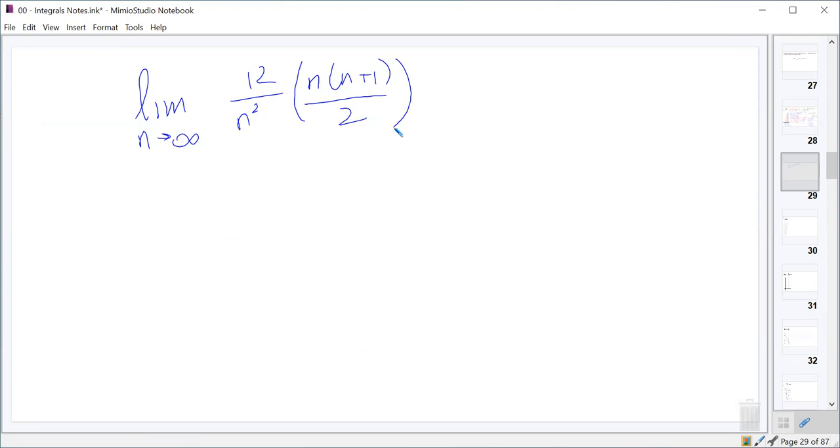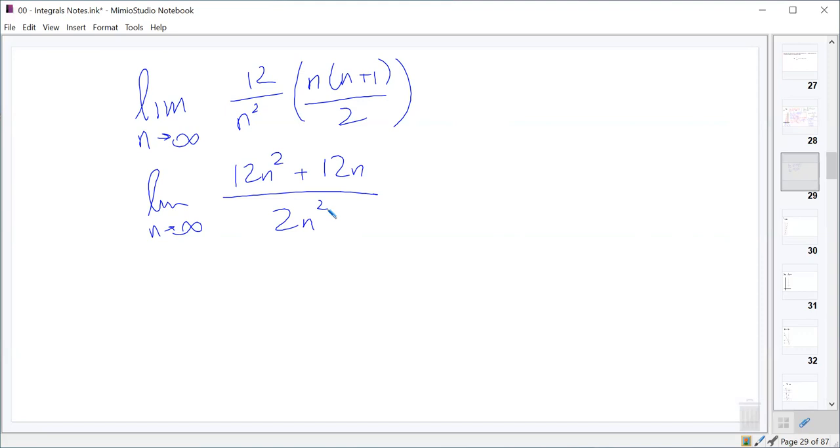First, we'll simplify it down. We'll note that it's a limit as n approaches infinity. Well, let's see here. 12 times n plus 1. That's going to be 12n squared plus 12n all over 2n squared. And if we plug in infinity, we get infinity over infinity.